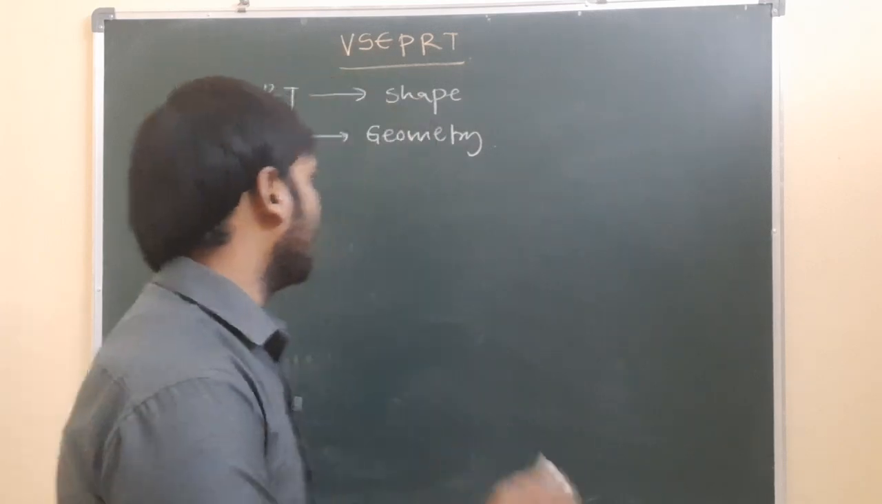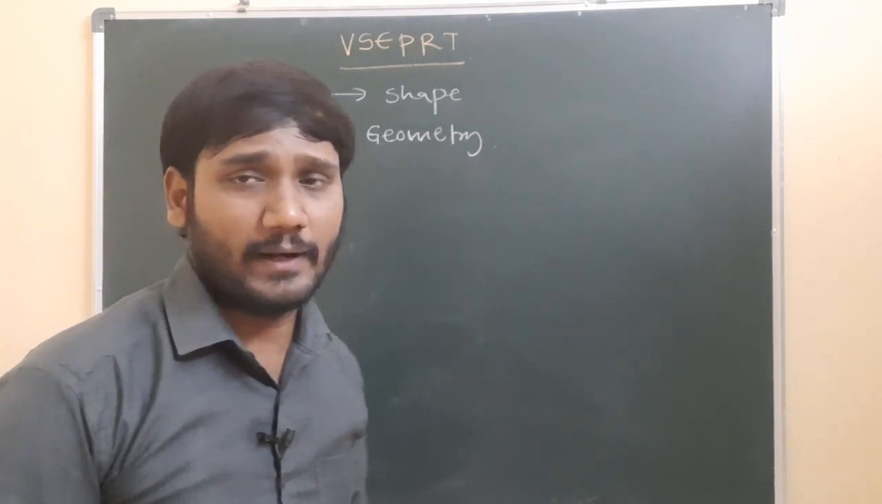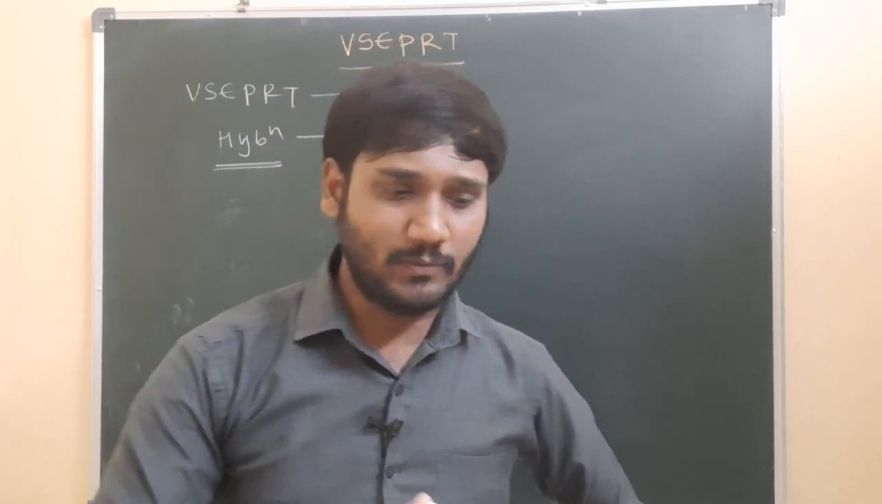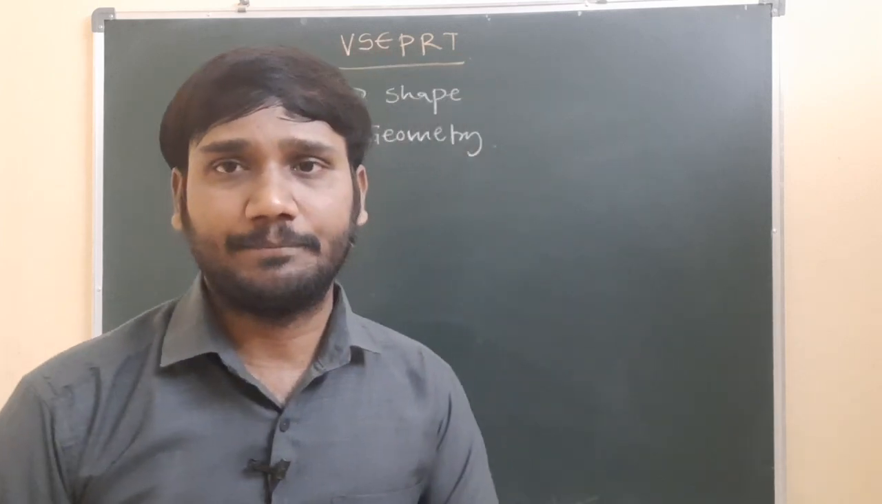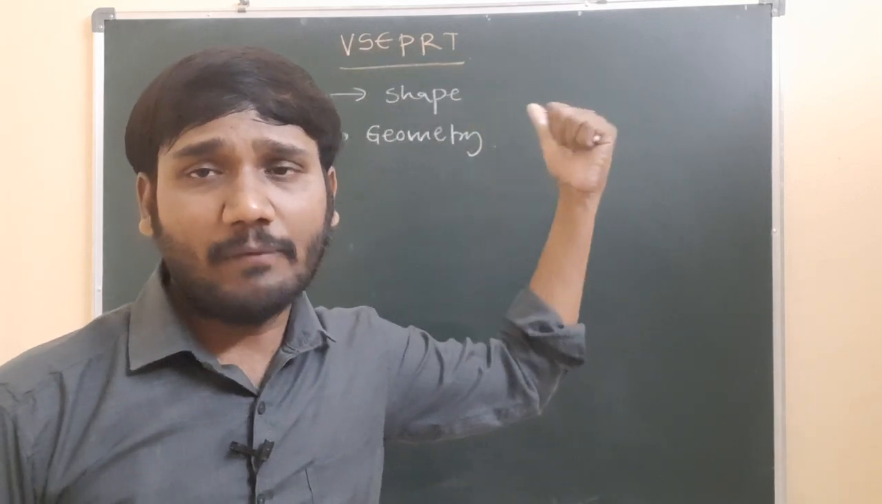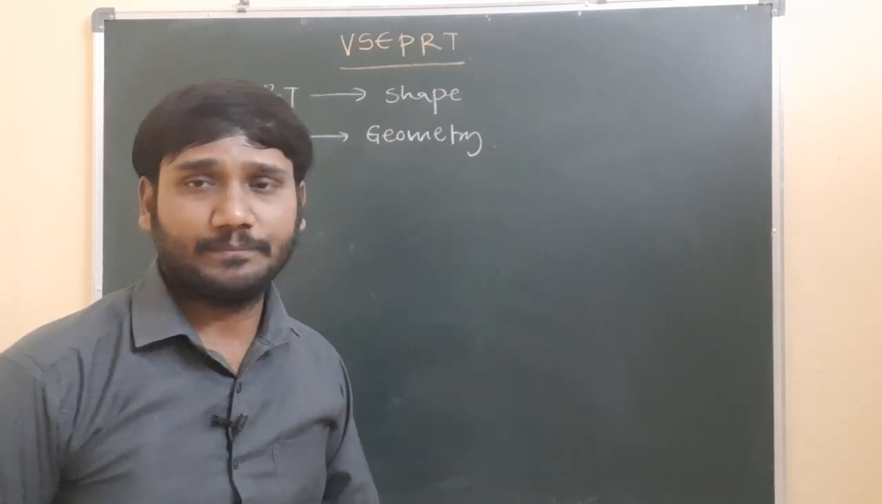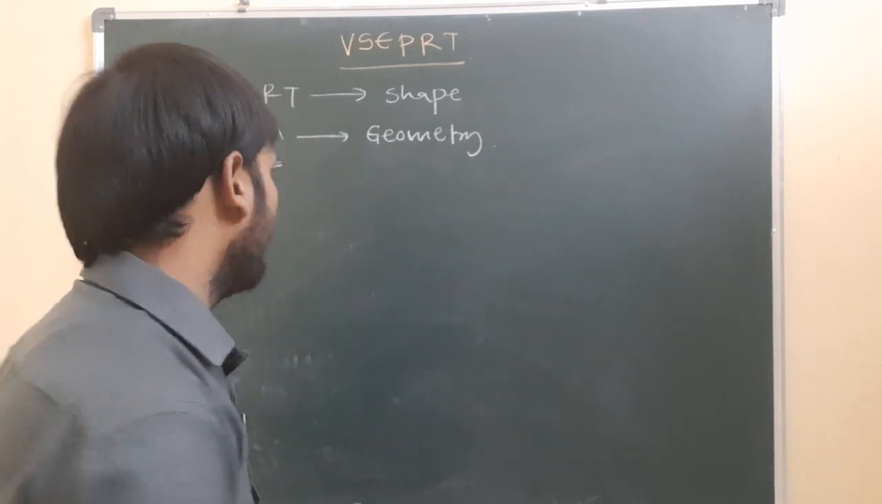So geometry we can determine with the help of hybridization. If you know the hybridization of the molecule, we can predict the geometry. Depending on the hybridization, either sp, sp2, sp3, sp3d or sp3d2, we can say the geometry. But the shape of the molecule, we cannot say depending on the hybridization. It will depend on different conditions. So let us see here.